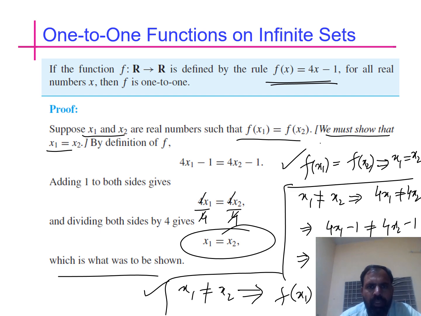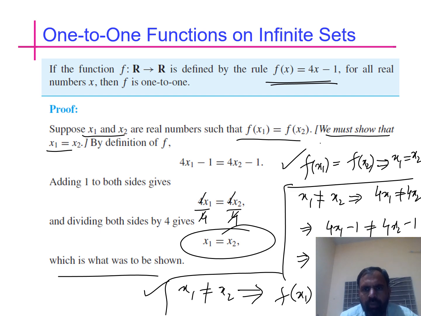Well, suppose x1 and x2 are real numbers such that f of x1 is equal to f of x2. We must show that x1 is equal to x2 if this is 1 to 1. By definition of the function f, 4x1 minus 1 is equal to 4x2 minus 1, because f of x1 is equal to f of x2, it implies x1 is equal to x2.